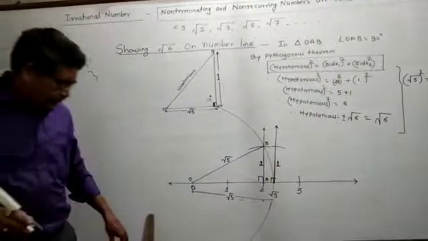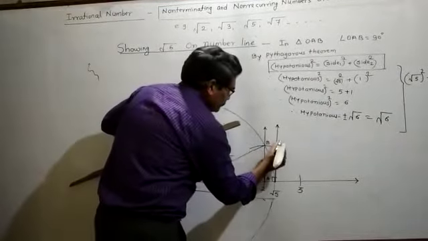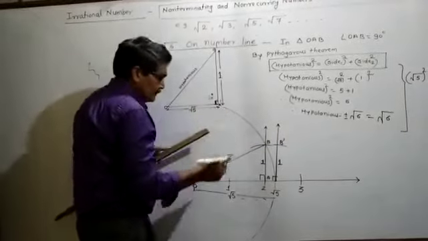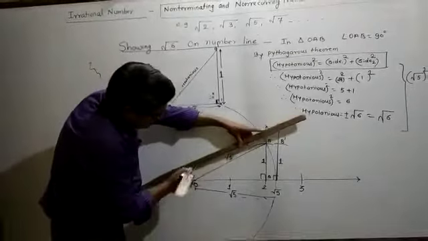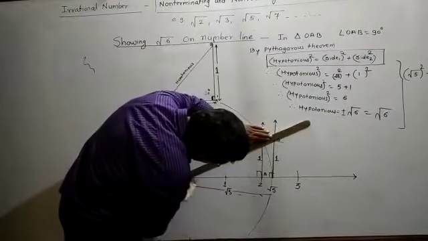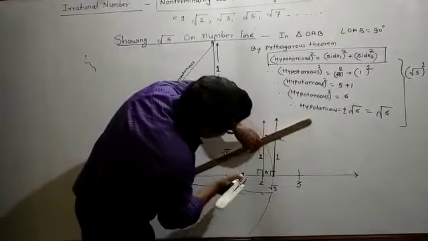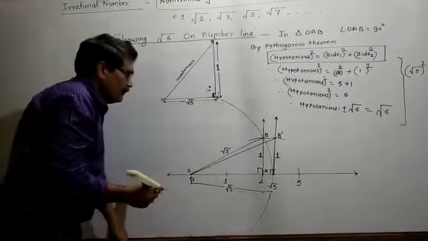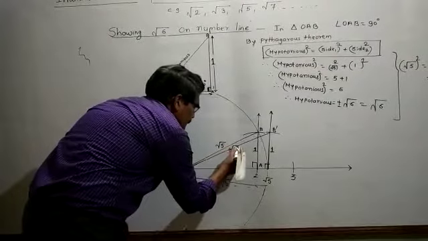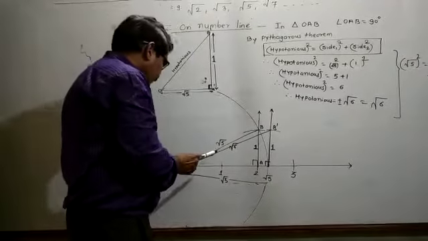After that you have to join this B dash. This will be B dash and this will be A dash. Then you will join this B dash and O. After that, this is the hypotenuse. This will come square root of 6. And this hypotenuse distance is the square root of 6.